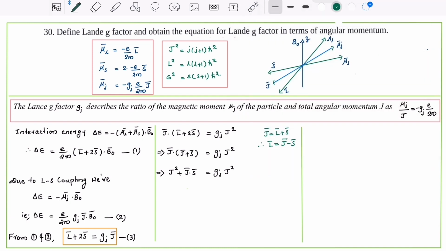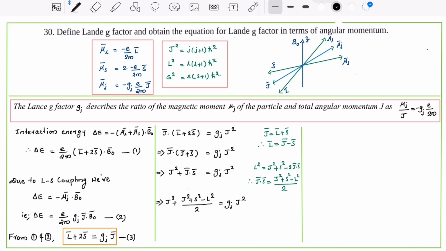Now take the square of L, that is L square is equal to j square plus s square minus 2 times j dot s. Therefore j dot s becomes j square plus s square minus L square divided by 2. Hence our equation becomes j square plus j square plus s square minus L square divided by 2 is equal to j square.